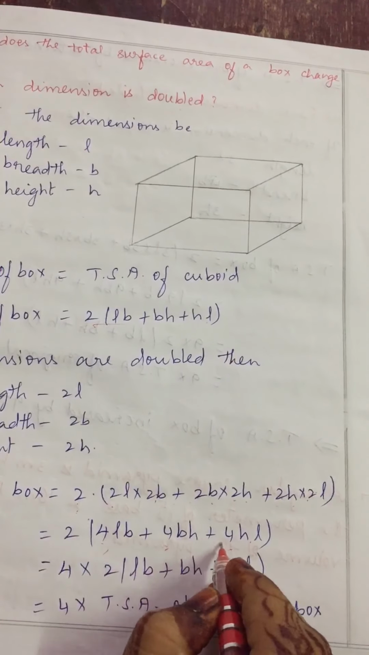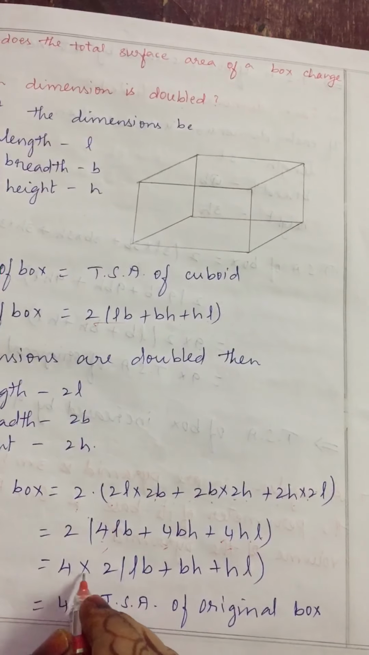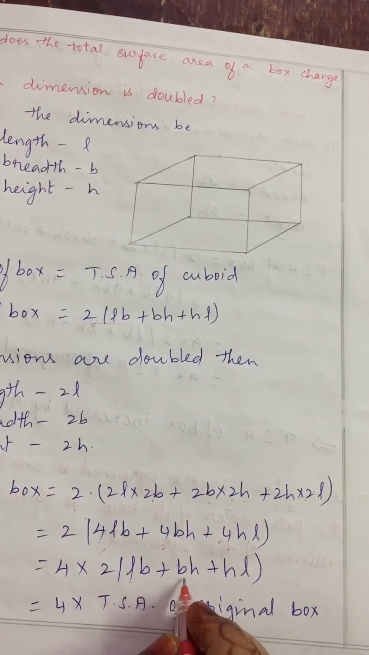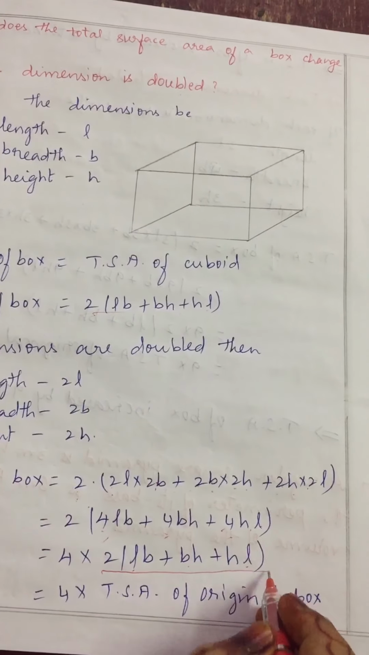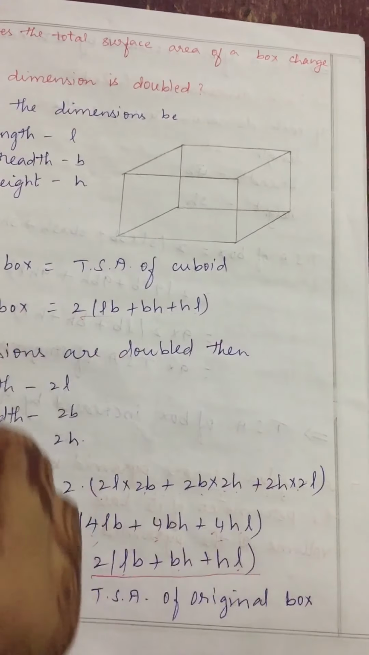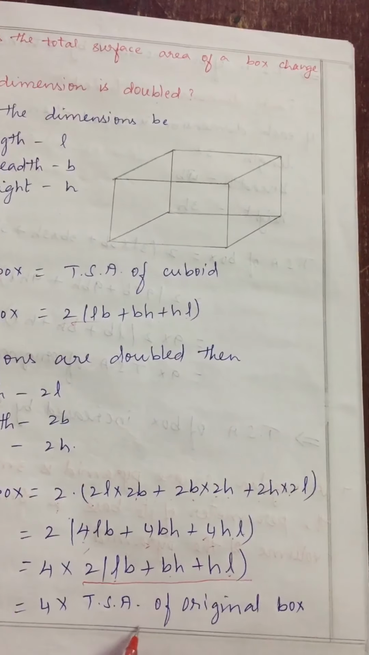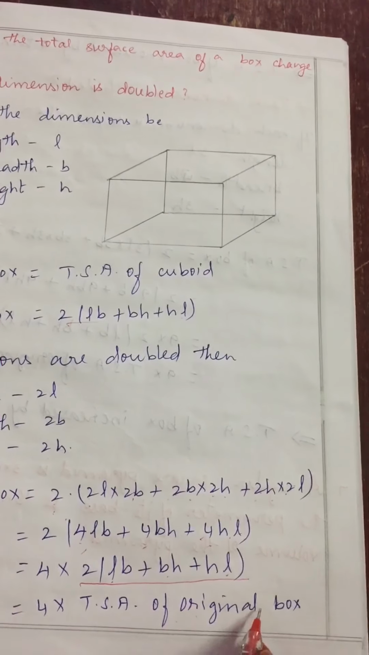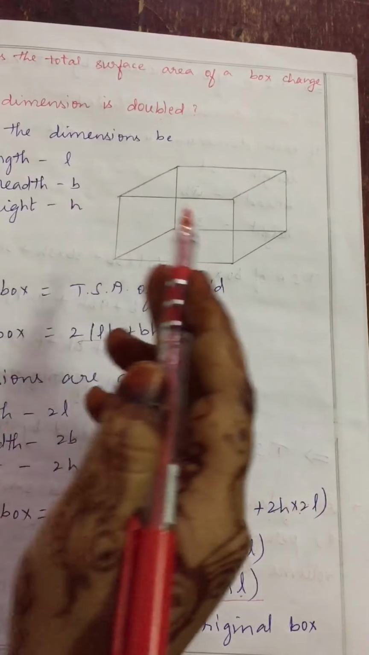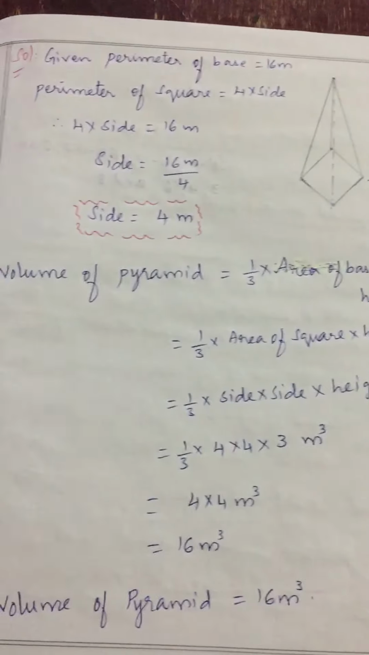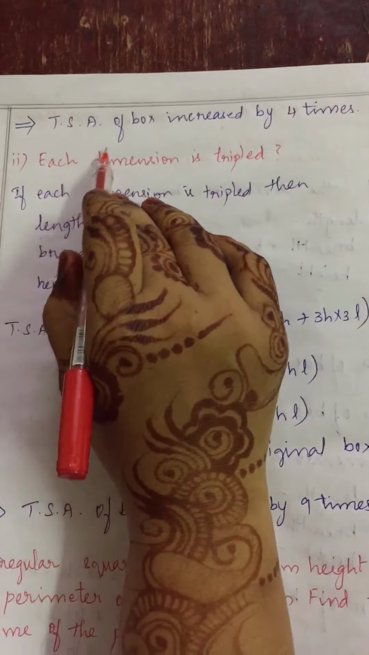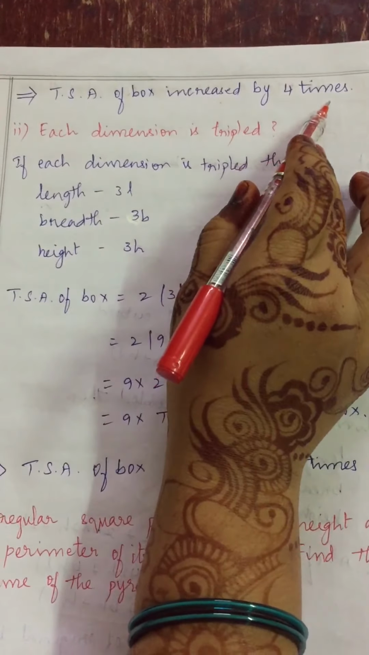Because in all terms 4 is there, so we are taking out 4 into 2 into (LB plus BH plus HL). This 2 into (LB plus BH plus HL) is nothing but total surface area of the original box, children. So 4 into total surface area of original box. So when we are taking the dimensions double, area is becoming 4 times. Clear, children? So total surface area of box increased by 4 times.